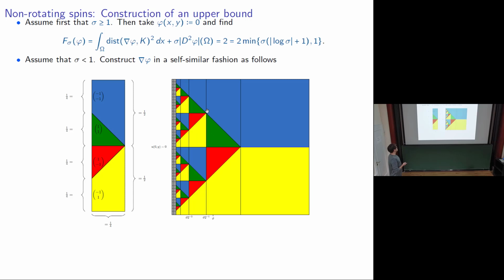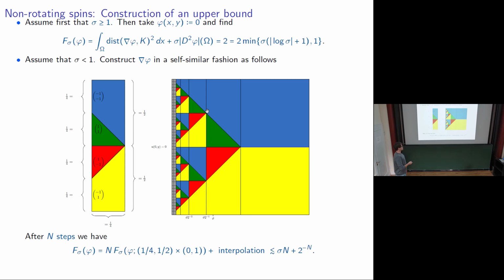Okay, and what this gives you is an energy of the following form. You're within the set of preferred gradients all the time, so you just have to count interfaces in order to compute the energy, and the amount of interfaces that you get is of order 1 over length 1. So for each refinement step, you get an energy which is of order sigma, so you get sigma times n, and this means you can't do that forever. At some point you have to stop, and you have to interpolate to the boundary in some way, and this gives you an energy which decays exponentially. Now you optimize in n, and what you find is the optimal scaling.